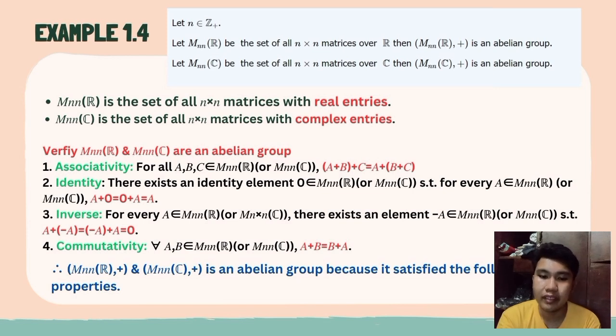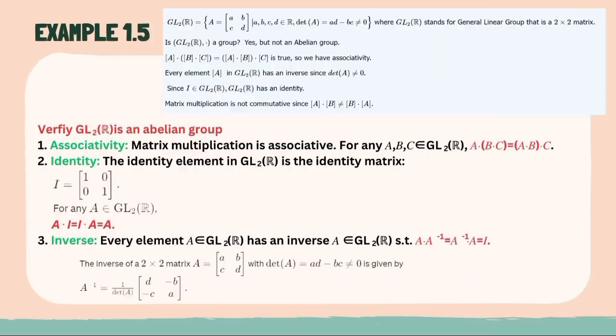In the commutativity, for all A, B that are elements of the set of all n times n matrices over real numbers, or the set of all n times n matrices over complex numbers, A plus B is equal to B plus A. Therefore, the set of all n times n matrices of real numbers with addition, and the set of all n times n matrices over complex numbers with addition, is an abelian group because it satisfies the following properties.